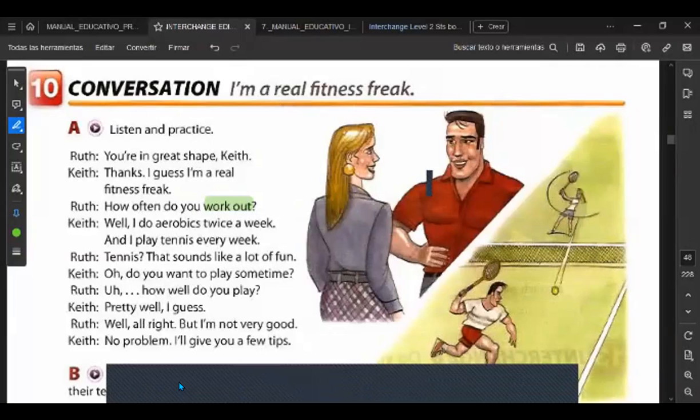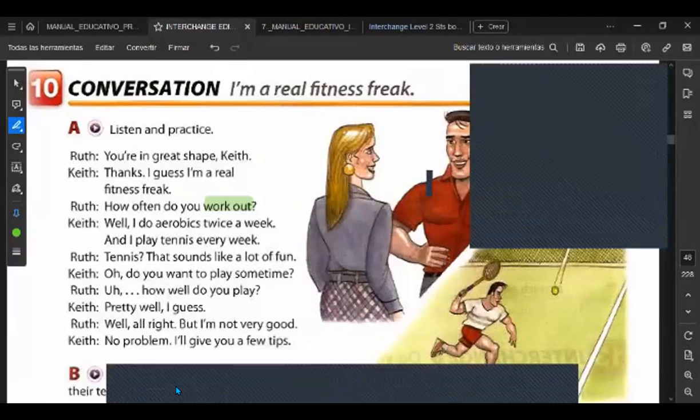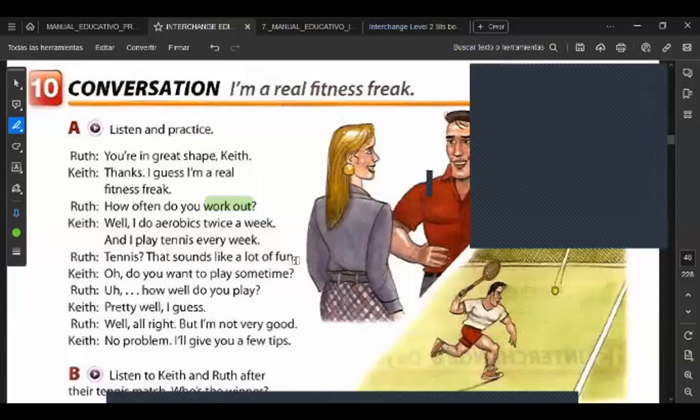No questions so far? Yes? ¿Iba a preguntar algo, Lucía? Creo que es Lucía, ¿verdad? Ah, sorry. That sounds, what is the meaning? That sounds significa... That sounds like a lot of fun. Eso suena como bastante divertido. Tennis, that sounds like a lot of fun. Suena divertido. Como tenemos la T entre las dos O, a lot of fun, okay? A lot of fun, okay.